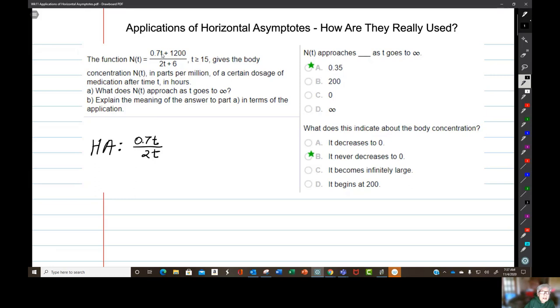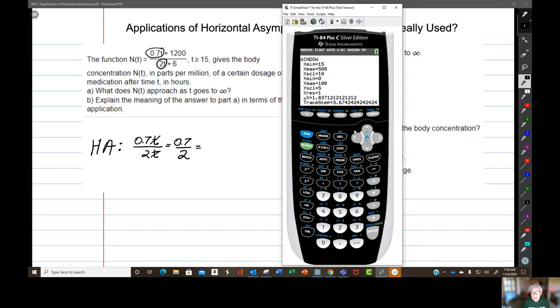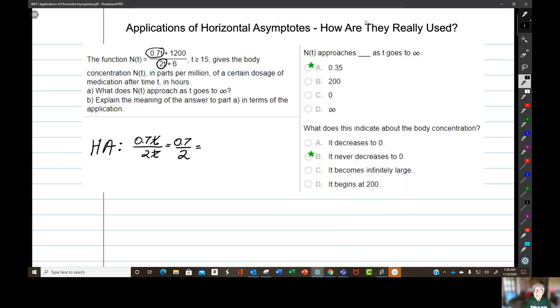Now notice that the leading term on top and the leading term on the bottom both have the same degrees. And when that happens, the variable cancels. It just cancels because they're exactly the same. And you're left with 0.7 divided by 2. So let's put that in the calculator. Second quit gives me a blank screen. And I'll have 0.7 divided by 2. And that gives me 0.35. Okay, 0.35. That's my horizontal asymptote, not zero. I mean, it looks like zero when I look at the graph.